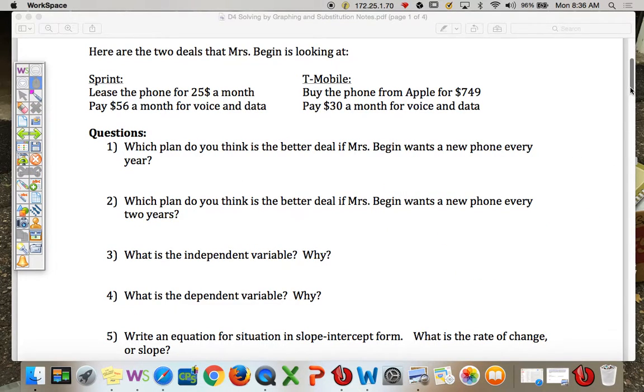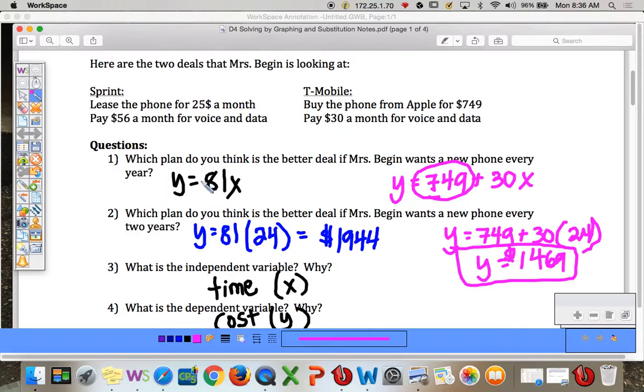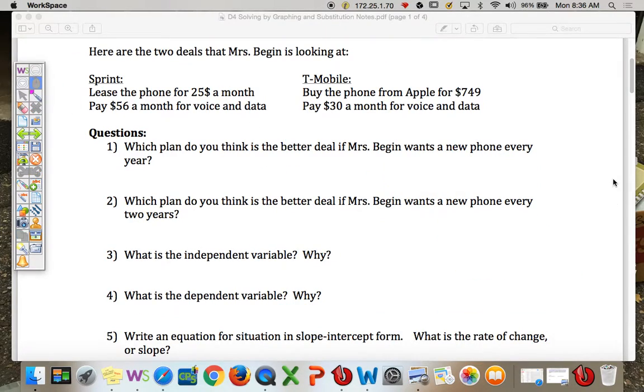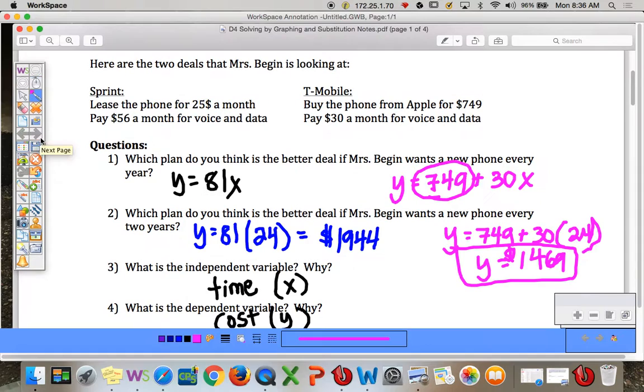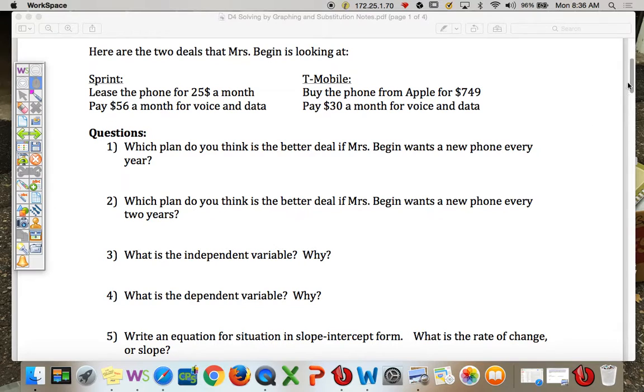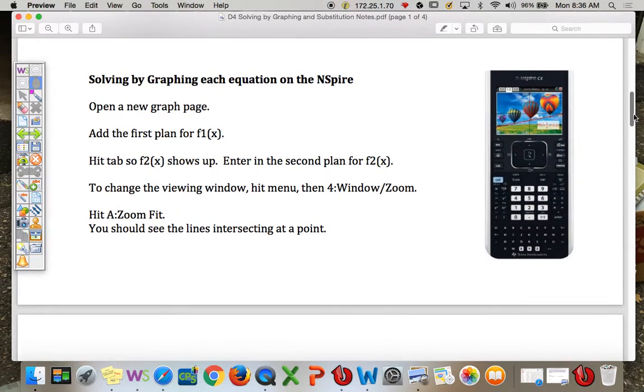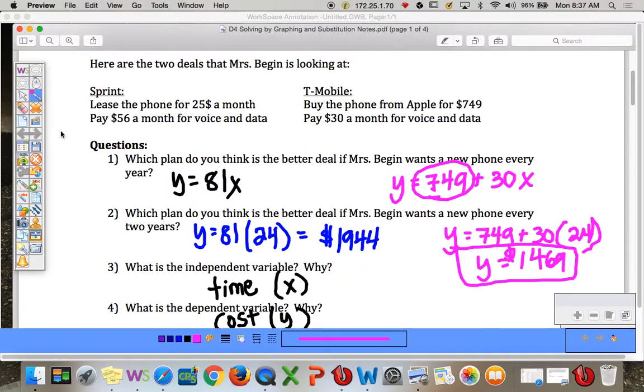It says write an equation for each in slope-intercept form, which we did right here. y equals 81x and y equals 749 plus 30x. What's the rate of change? So that's how much you pay a month. So here it's $81 a month. Here it's $30 a month. And we looked at the slope. All right, so we did it actually by substitution, and we'll talk about that by plugging in numbers.